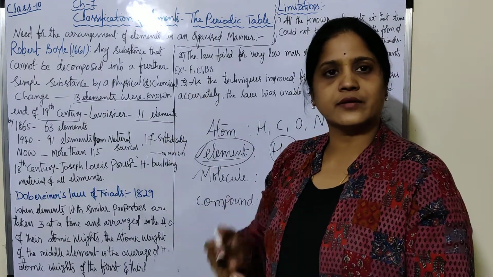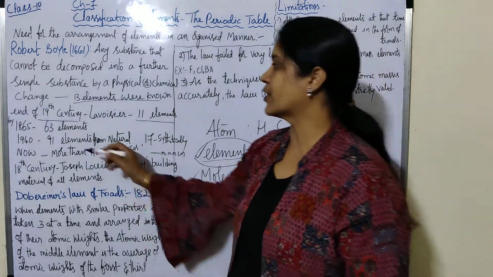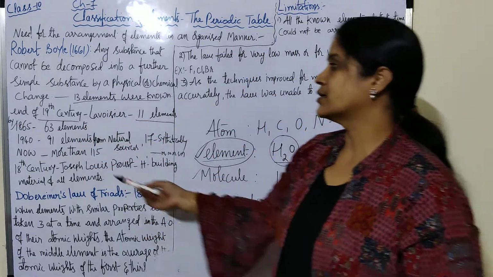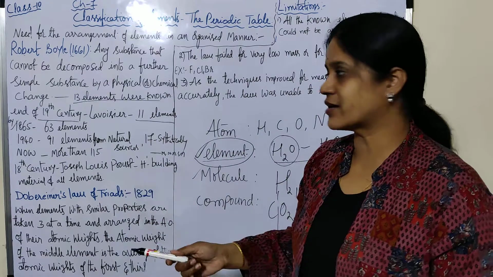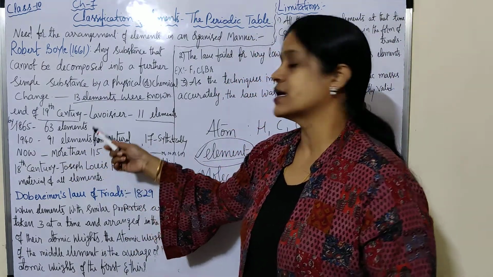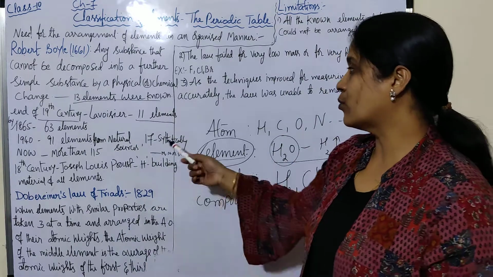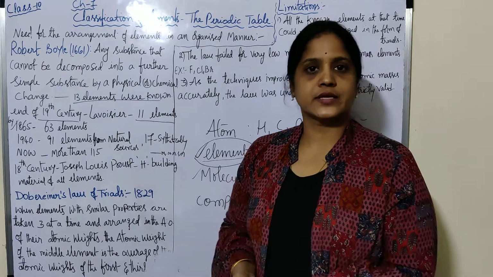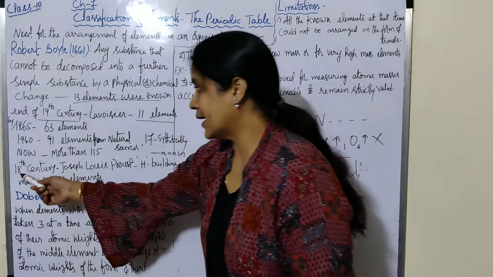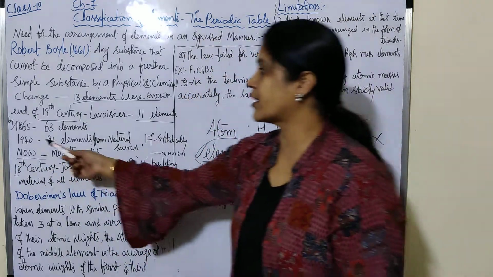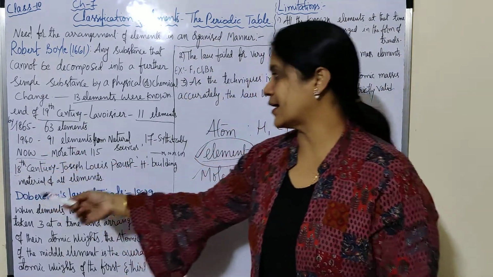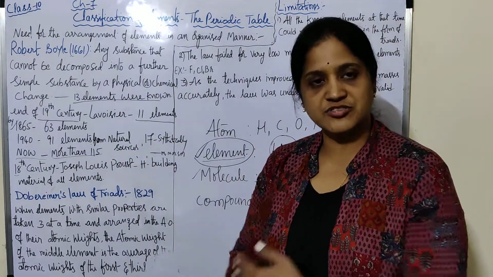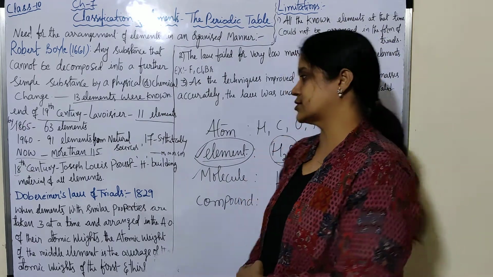Like that, year by year, the number of elements discovered increased. By 1865, 63 more elements were discovered. Then by 1940, they had discovered 91 elements from natural sources and 17 more synthetically, meaning in the lab. At present, after 1940, more than 115 elements have been discovered. Still they are searching for new elements.